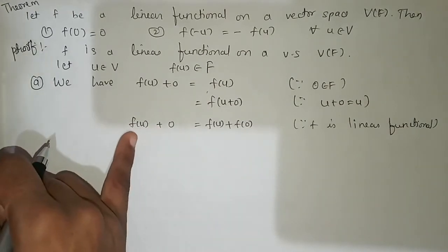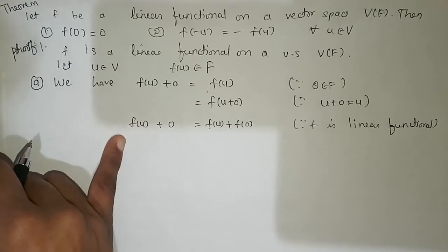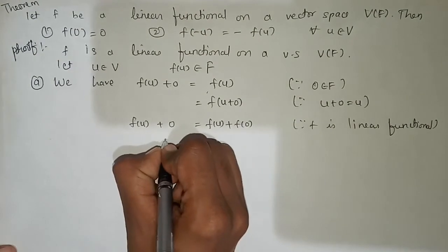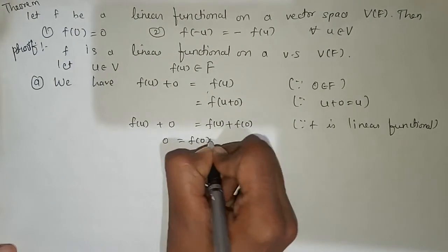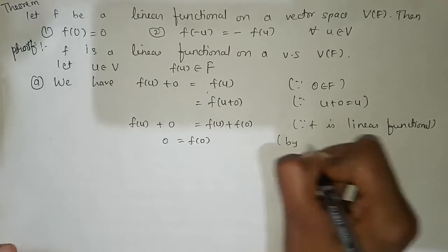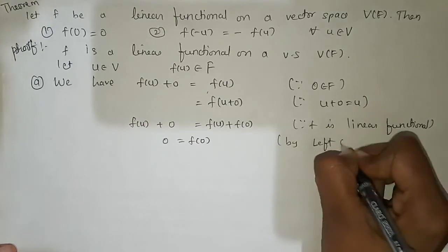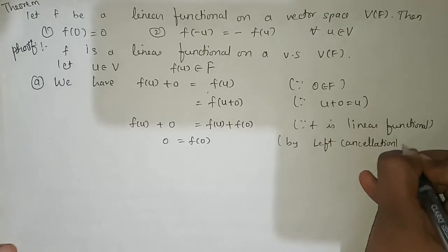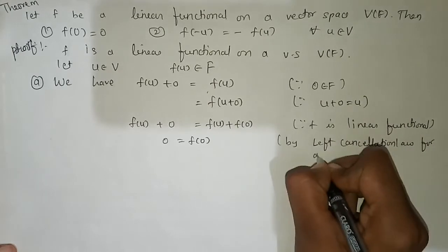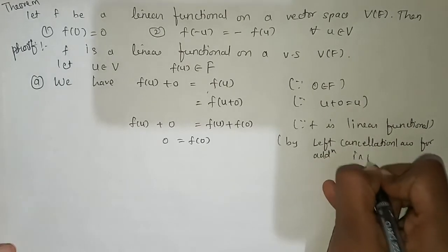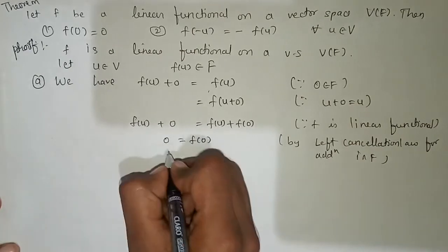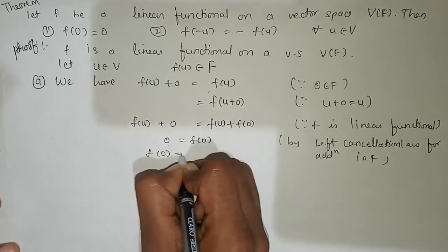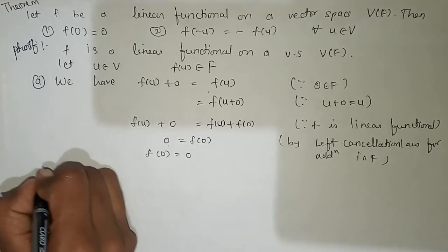So if I use the left cancellation law for addition in F, then I will get the answer: f(u) is equal to f(u) plus f(0), so 0 is equal to f(0), that is, f(0) is equal to 0. So this is the first part of the theorem.